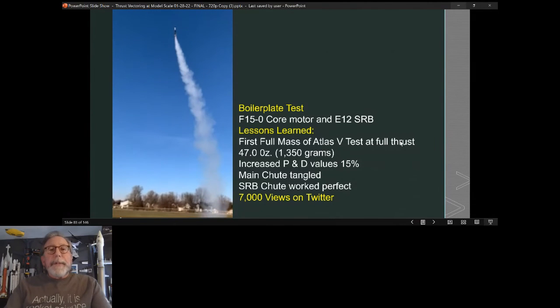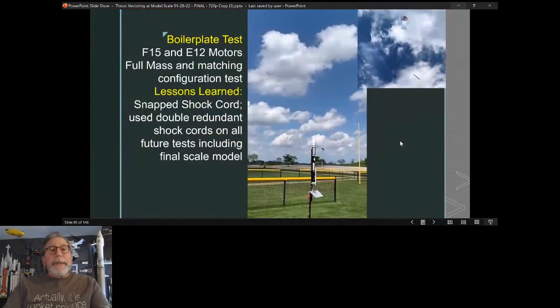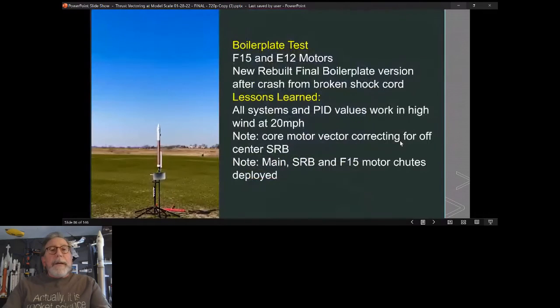It flew well, nice and straight. And, you know what? I'm running out of time, so I am going to jump over some of these flights. Lesson learned, I broke a shock cord, so I used a double shock cord from here on out. On one of the final flights, I flew in 20-mile-an-hour winds and found out it flew fine. It just gets pushed downwind.